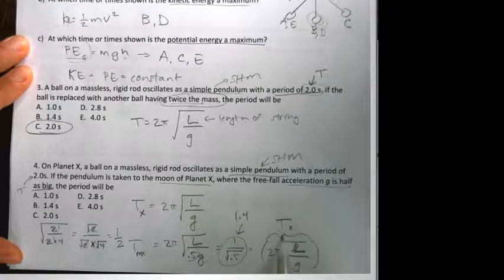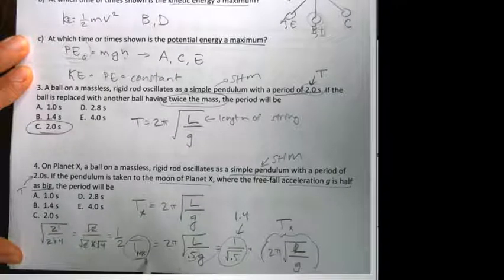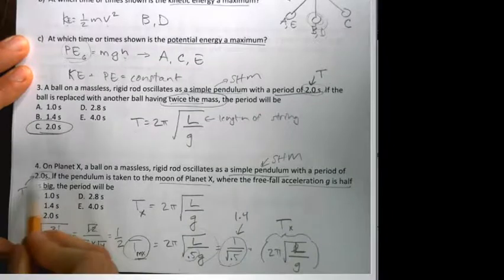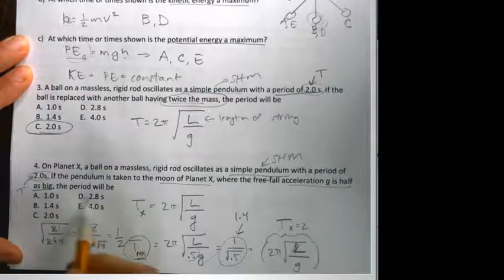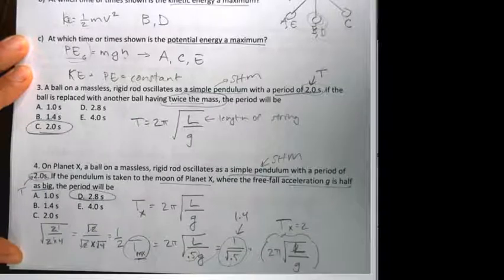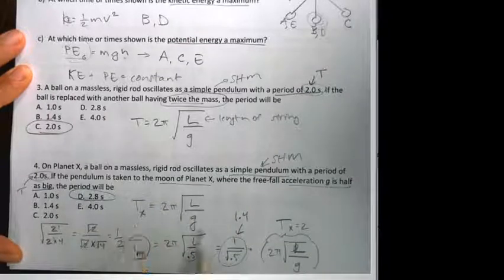So what we've shown is that the period on the moon of planet X is 1.4 times bigger than the period on planet X. On planet X, it was 2 seconds. So we're going to go 2 times 1.4, and we'll get 2.8. If you wanted to do this by making up numbers, you'd be fine to do that, but it'd be kind of a tricky thing to set up.